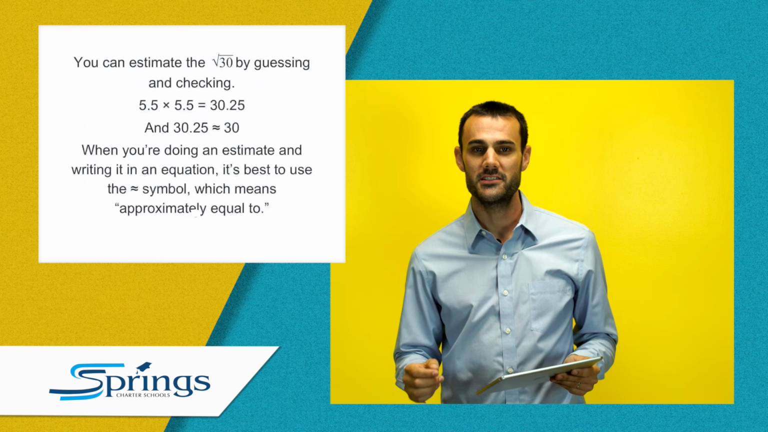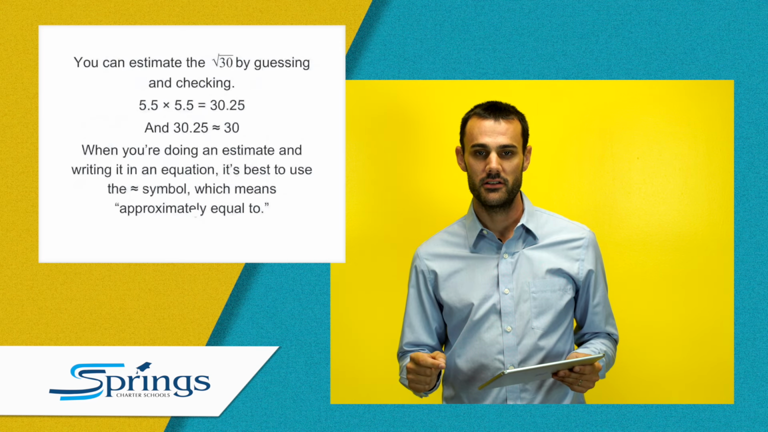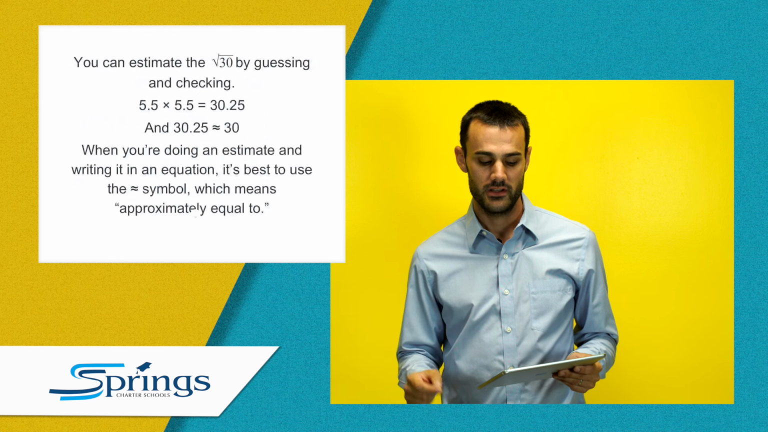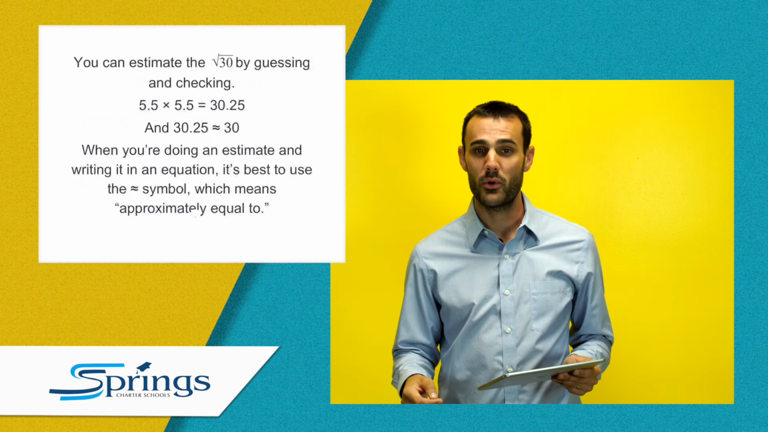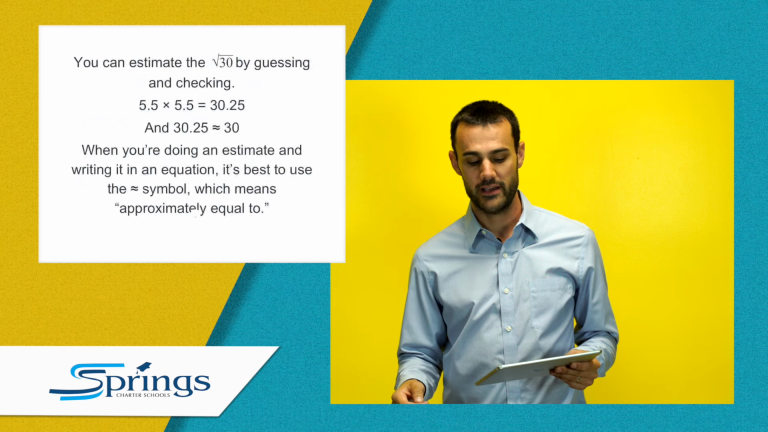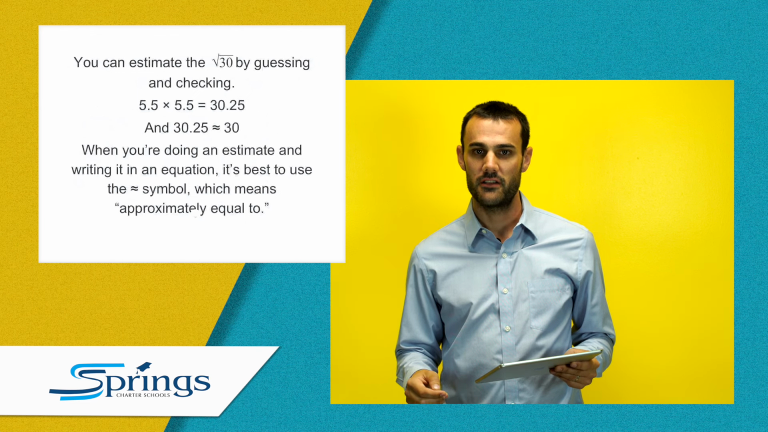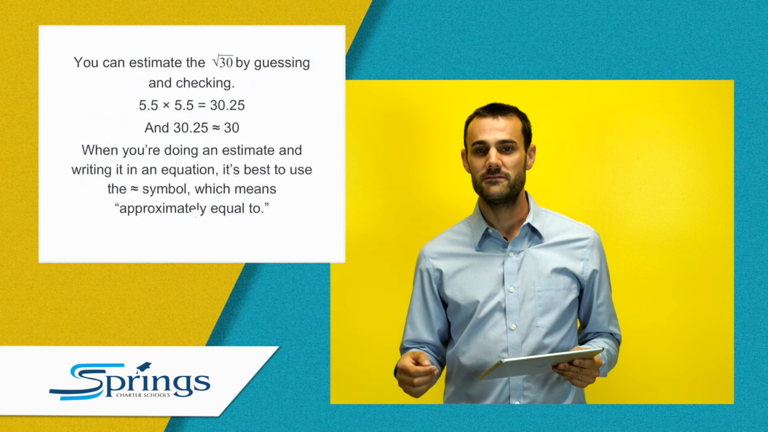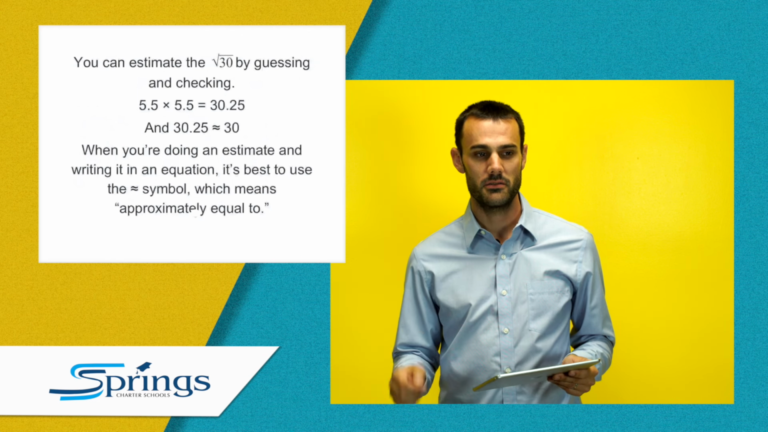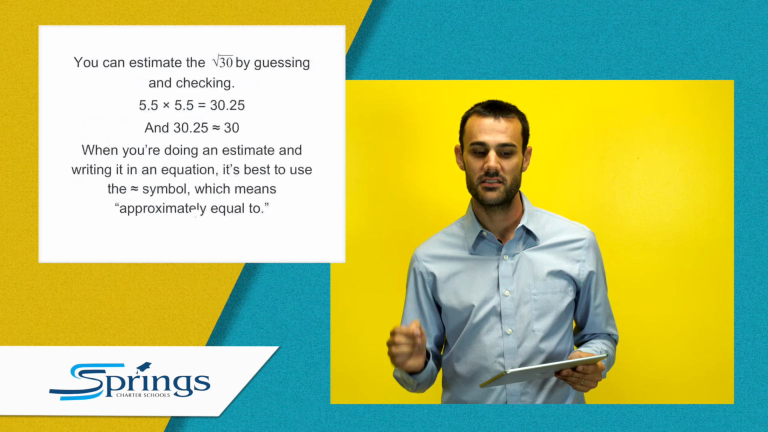Well, we can finish up finding the square root of 30 by a little guess and check. And I'm going to go ahead and start in the middle to see whether I can go up or down. So I'm going to check what 5.5 times 5.5 is. And when I multiply those two together, I get 30.25. And 30.25 is awfully close to the number we're looking for, which in this case is 30.